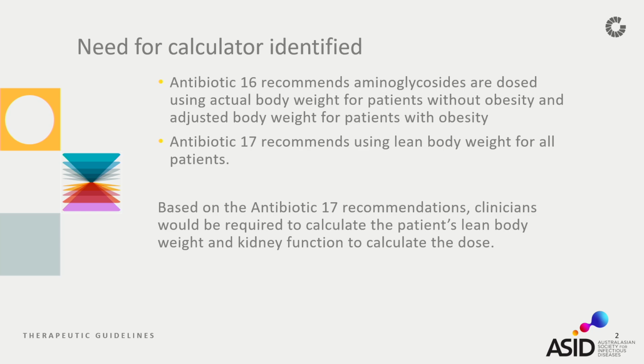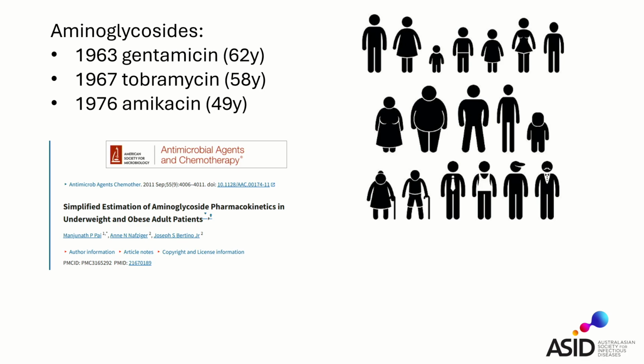What we were able to do with antibiotic 17 is look at the PK/PD data. Prof. Curry first introduced me to the concept that all models are wrong and some models are useful, and it's exactly the same with PK/PD data. It's almost all wrong, but it's certainly useful. So we were able to look at PK/PD data and use lean body weight as our body size descriptor across all dosing weights, and that has really facilitated the introduction of dosing calculators.